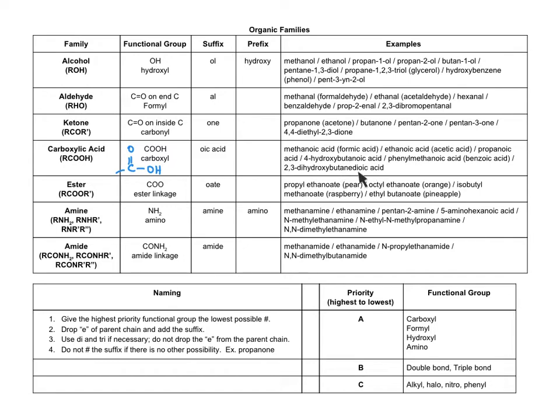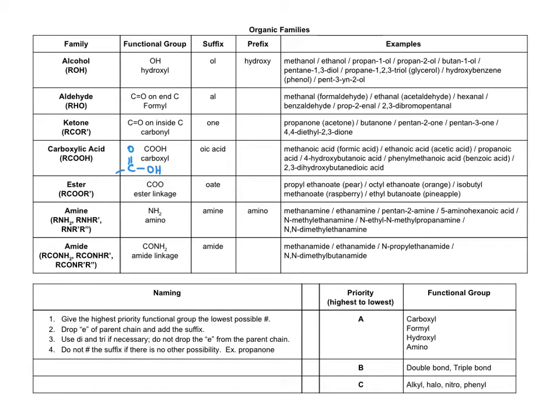2,3-dihydroxybutanedioic acid. So we actually have 2 carboxyl groups, right? And this carbon always has to be the end carbon. So if you've got 2 of them, there'll be one at the beginning and one at the end of the parent chain. If you only have one of these, like we do in methanoic, ethanoic, propanoic, and so on, right, then that's definitely always the first carbon.